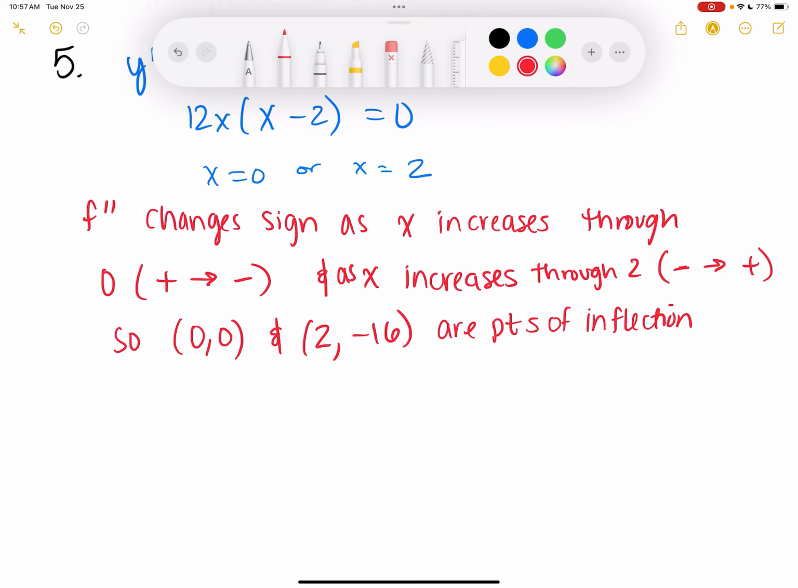In the last one, I don't remember what happened. We ended up having 1 point of inflection in the last one.